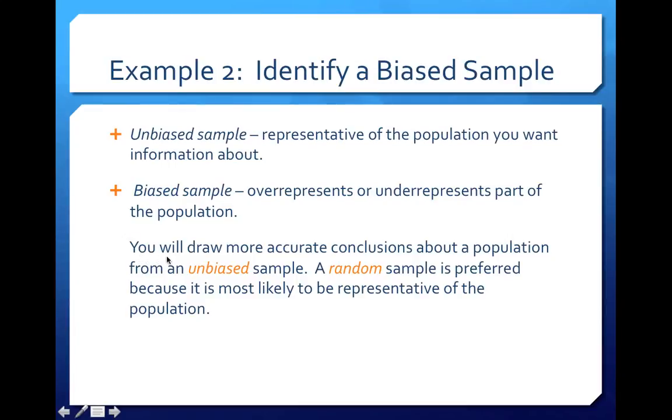So generally speaking, you will draw more accurate conclusions about a population from an unbiased sample. And usually a random sample is preferred because it is most likely to give you a representative population. Now, it's not the only way to get an unbiased sample, but it is the most reliable way. And that's what you want in your surveys and in your samples, an unbiased sample so you can get the most representative results.